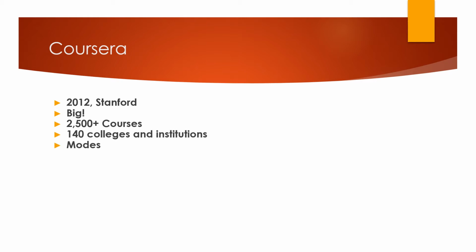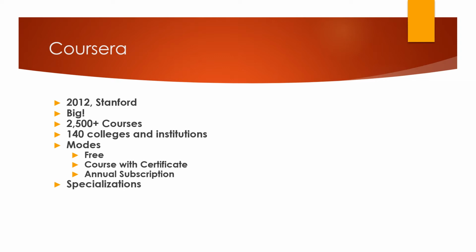Coursera was founded in 2012 by two Stanford professors and is one of the largest MOOC providers, with more than 2,500 courses from 104 institutions. Coursera offers several modes for their courses: audit mode, which is free; certificate, which tracks students' progress and grades and delivers a certificate for a fee; and an annual subscription that allows taking all available courses for that subscription. Coursera offers specializations, which is a bundle of courses on a specific topic like machine learning, digital marketing, etc.